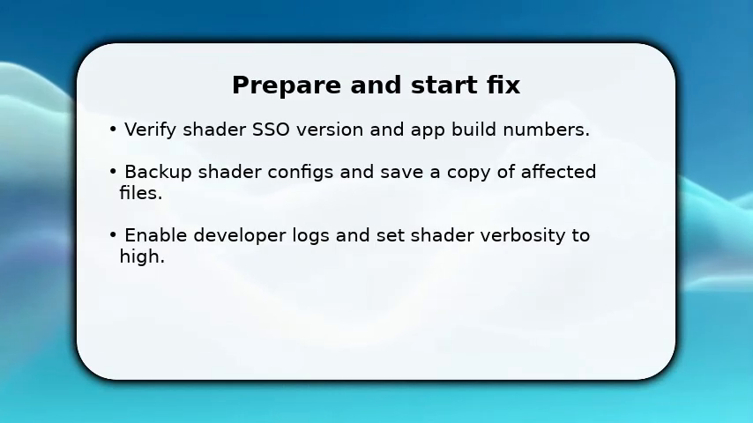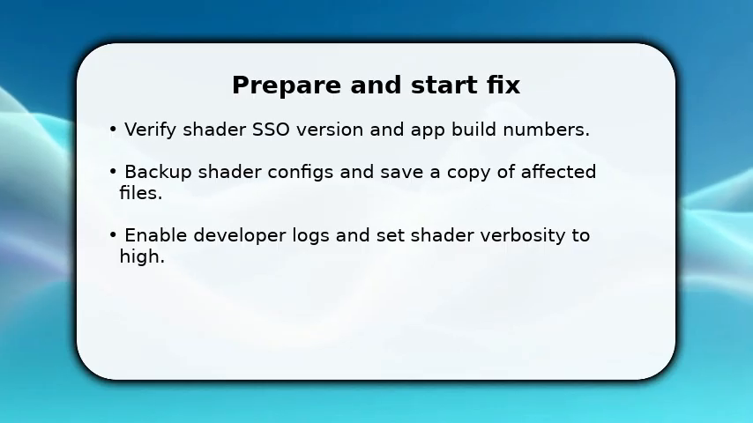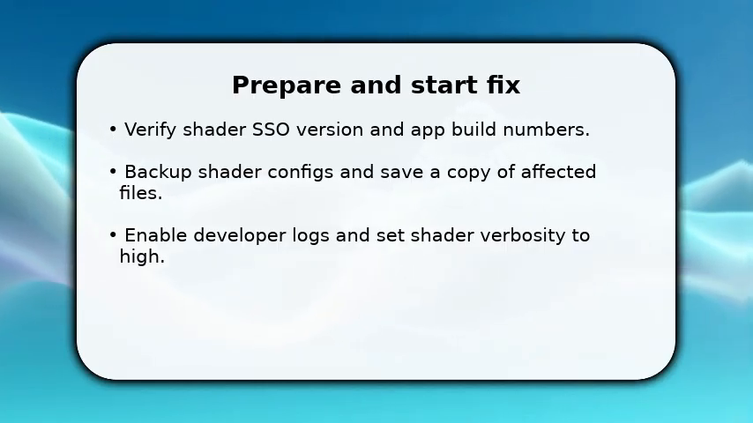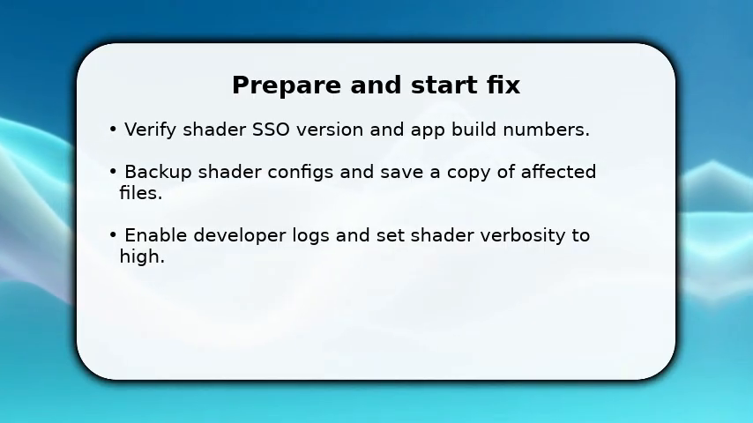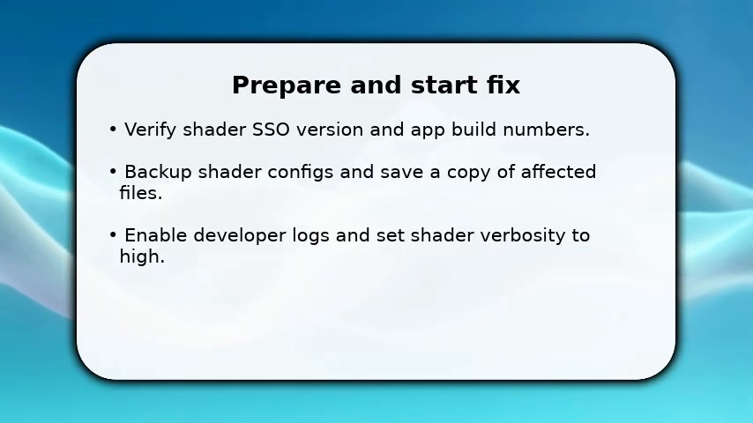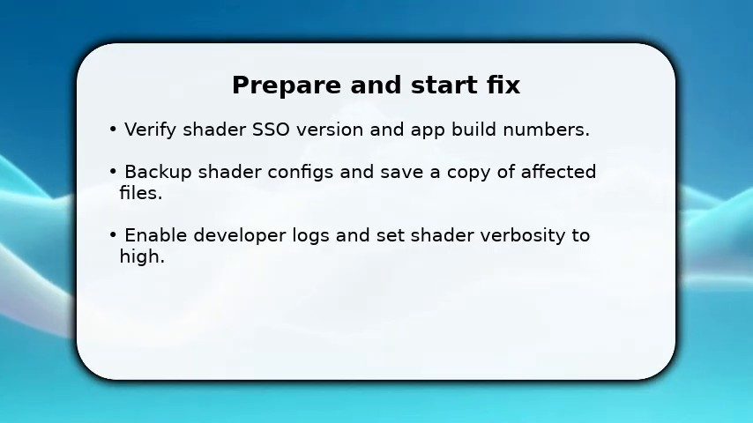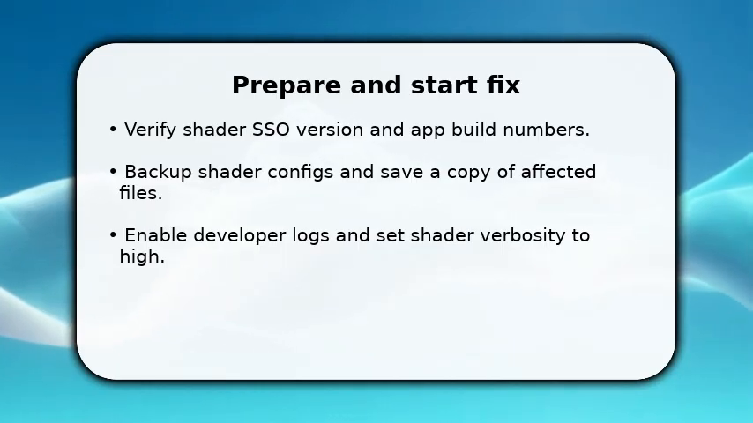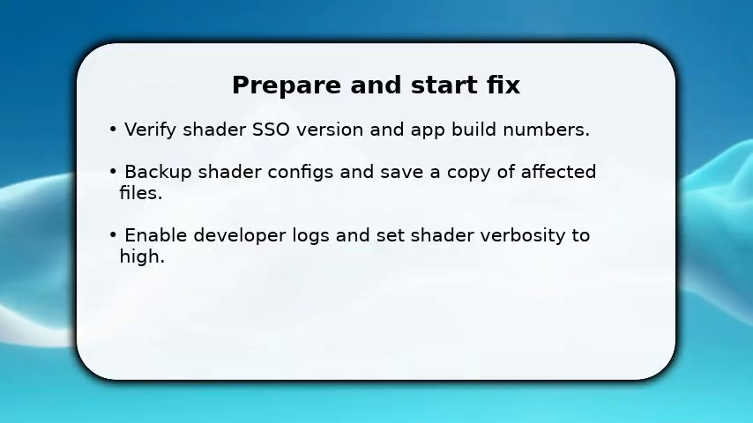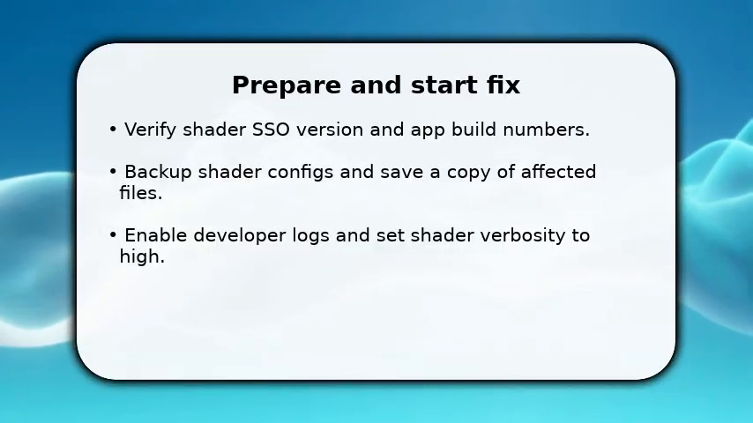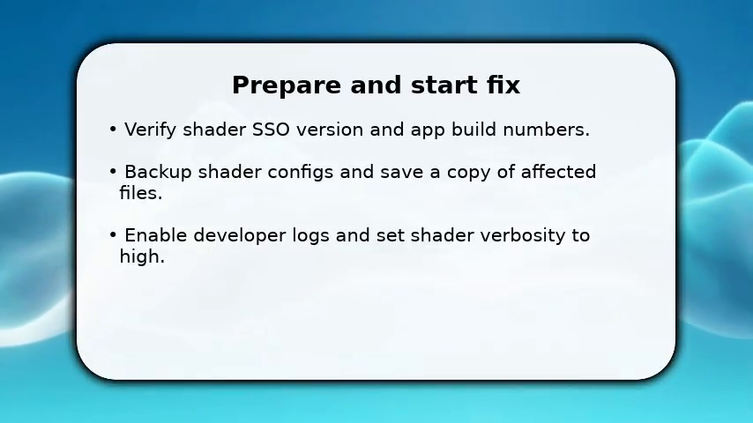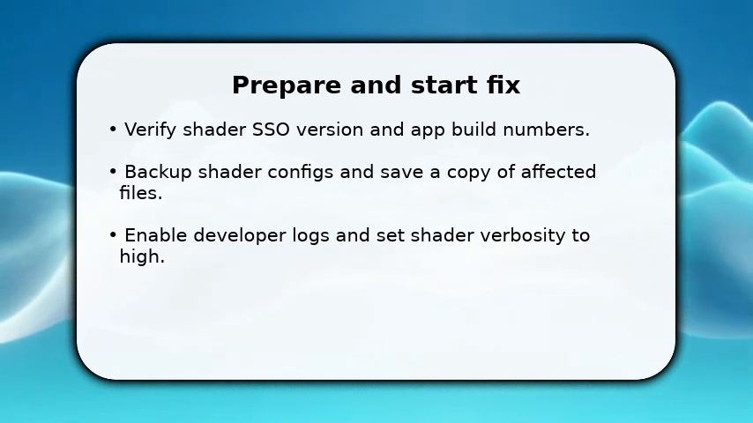Enjoy the video. You begin by confirming the shader SSO version and the exact app or engine build. This determines compatibility and which fixes apply. Once confirmed, backup shader configs and any modified assets so you can revert if needed. Then enable developer logging and increase shader verbosity to capture compile and runtime errors. This gives you a clear error trail to follow. Make these first actions now. They prevent wasted effort and provide the data you'll use in the next steps.